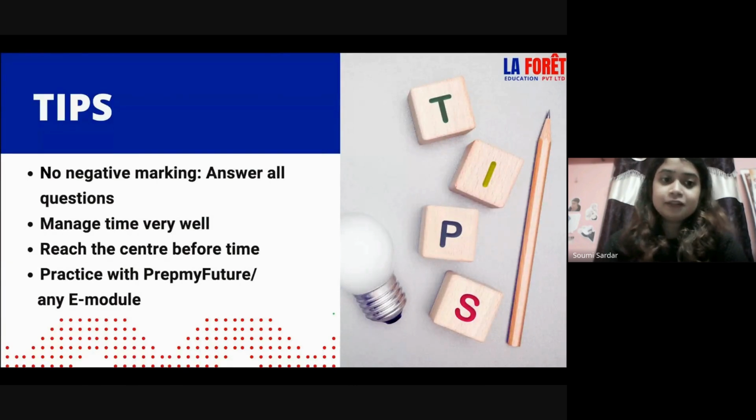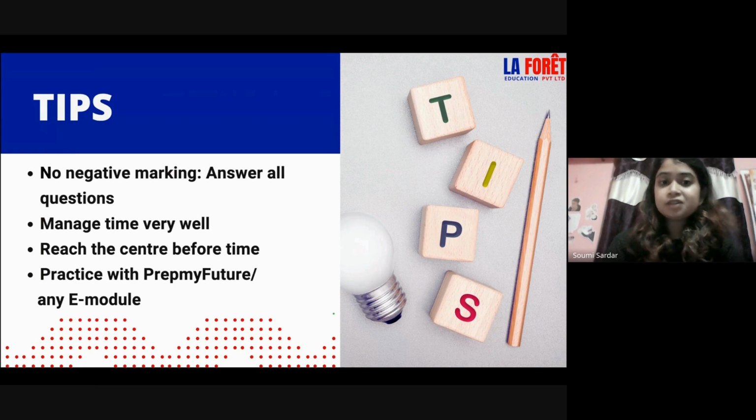The third point is reach the center before time. This point is very essential. This is a real example with one of our students who appeared for TEF in January. She reached the center exactly on time with no extra minutes in hand. While she was changing rooms and finding the speaking room where the speaking session was going on, she couldn't find the room, and she eventually panicked, and it led to loss of time.